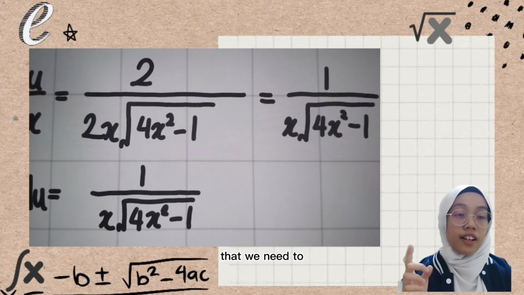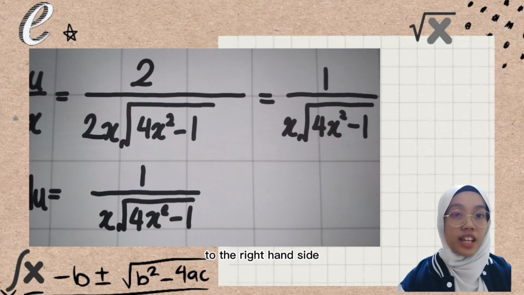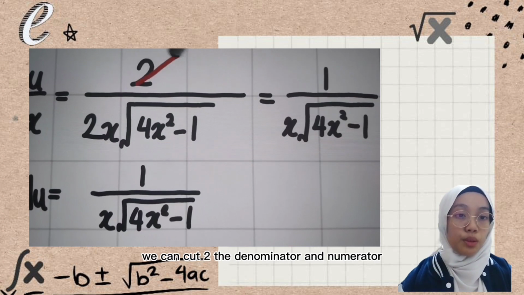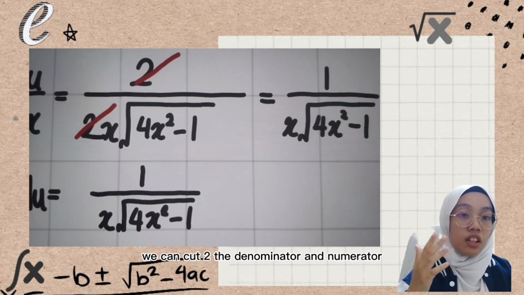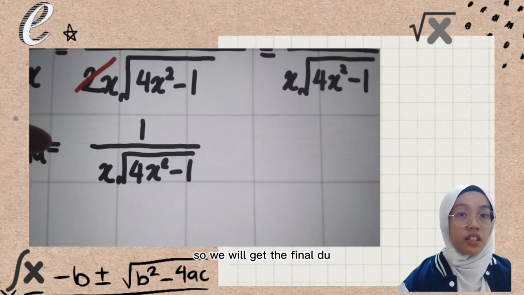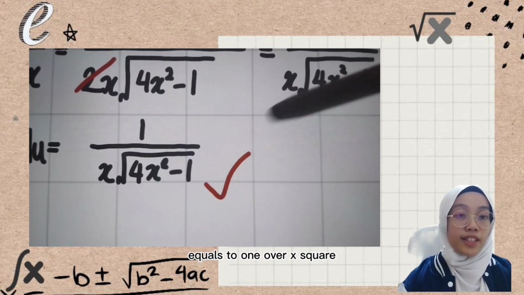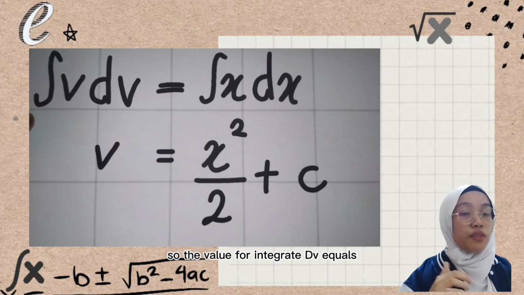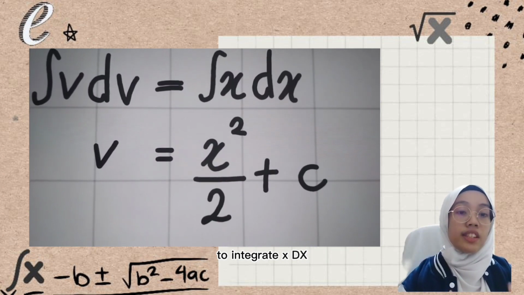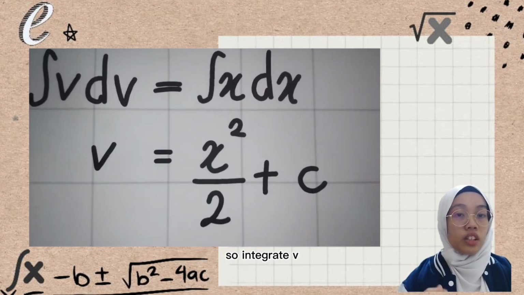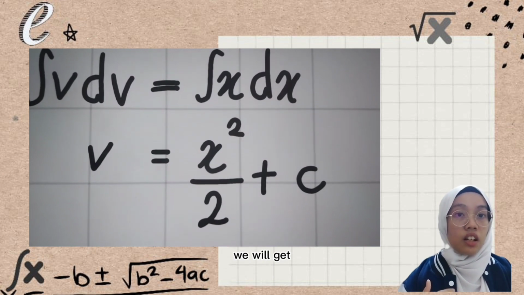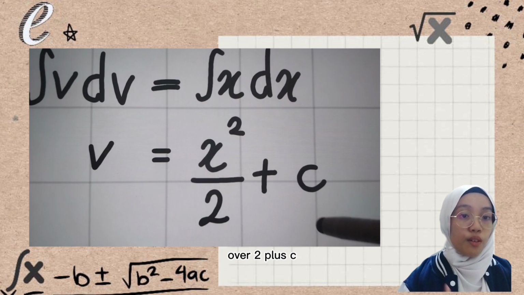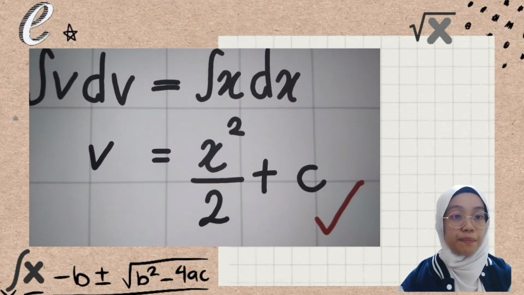Then we need to transfer dx to the right hand side. We can also cut the denominator and the numerator. So we will get the final du equals 1 over x square root 4x squared minus 1 dx. So the value for integrate dv equals integrate x dx. So integrating dv, we will get v equals x squared over 2 plus c.